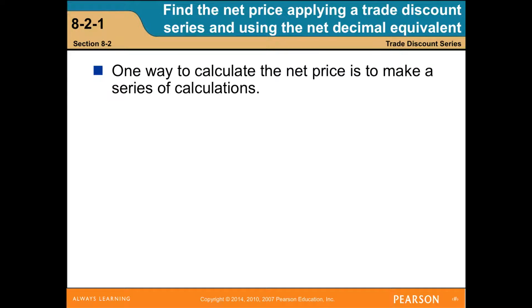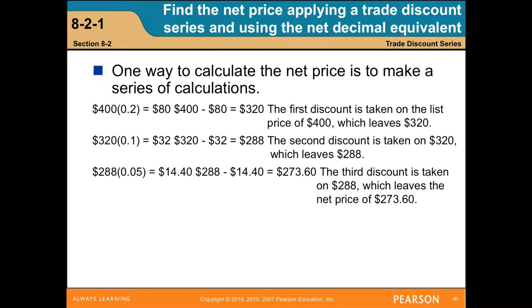One way to calculate the net price is to make a series of calculations. So here we have some examples. We have $400 times 20%, which equals $80. 400 minus 80 is 320. The first discount is taken on the list of 400, which leaves $320 towards the end.